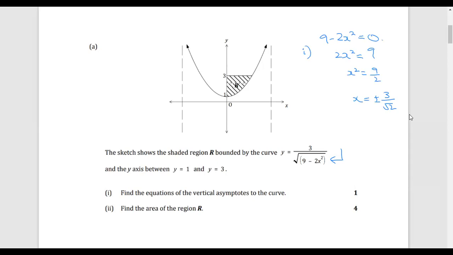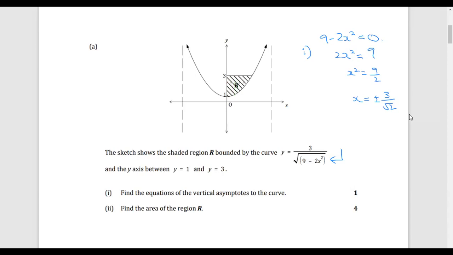Now we might need a little more space for the next part, but it says to find the area of the region R. We'll use the diagram to give us an idea and then we'll do it. So we want to find an area, and we have two options here. We can think of it as either cutting it horizontally, doing it as dx, or we can think of it as dy.